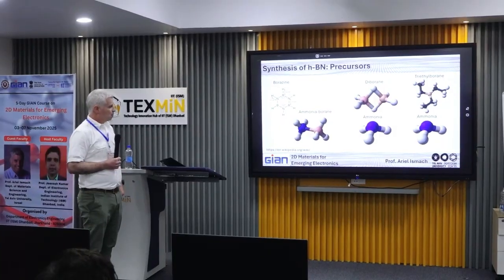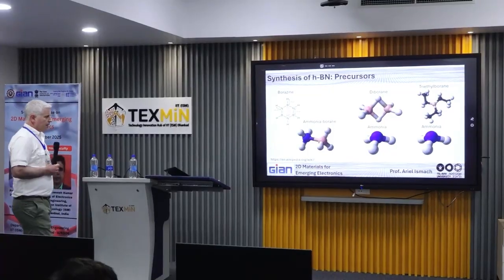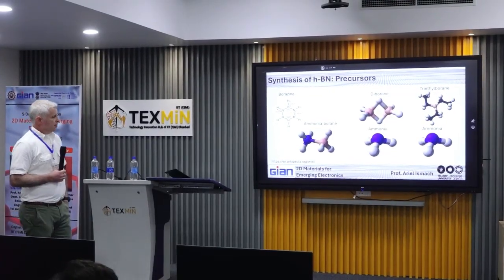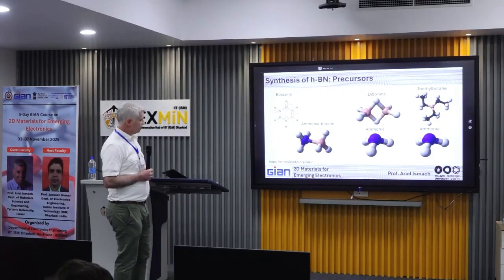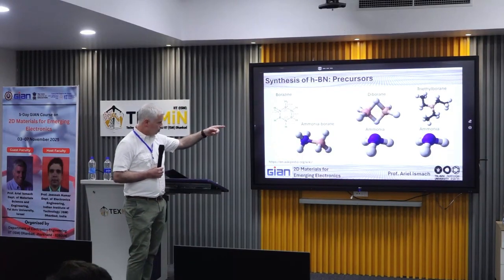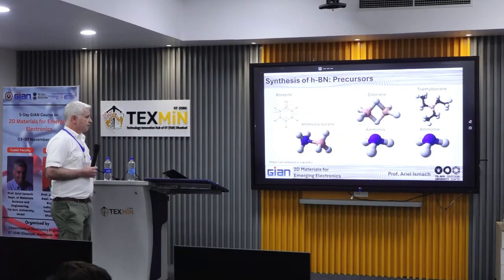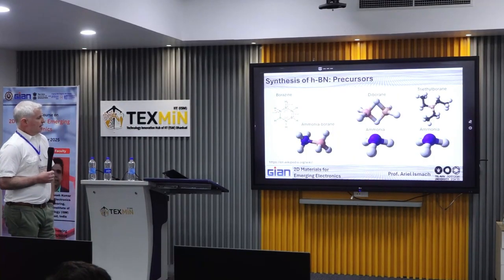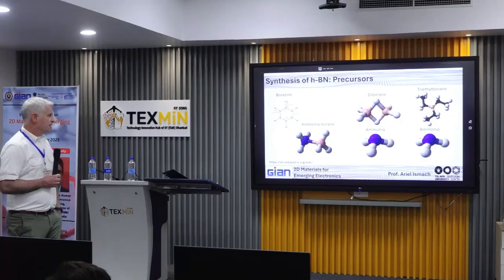The other one is ammonia borane. Ammonia borane is a solid at room temperature, and you can see the structure here. The gray are, of course, hydrogens, the blue is nitrogen, and the pink is the boron. So this is one of the most common precursors, and we'll talk about that.